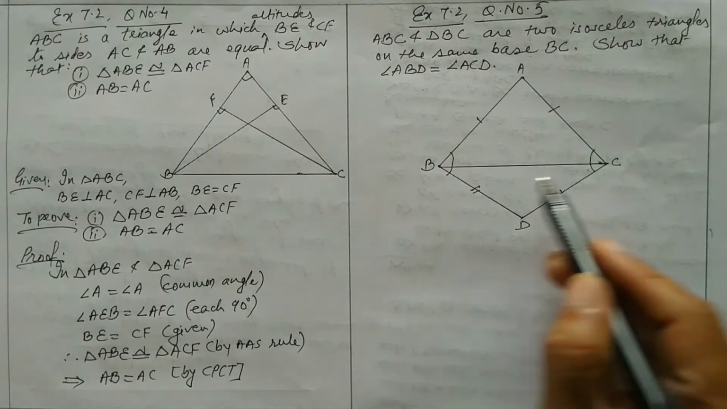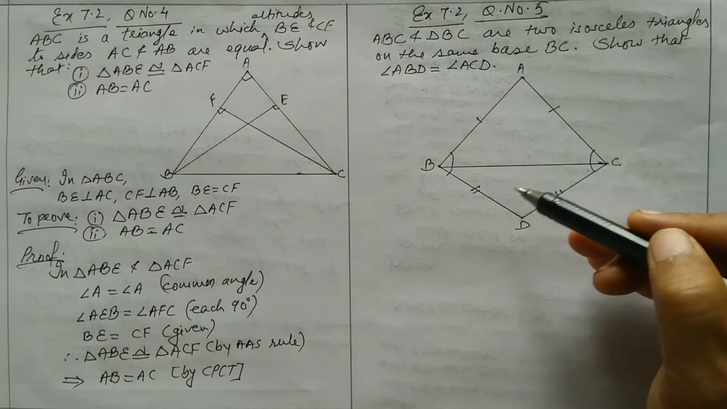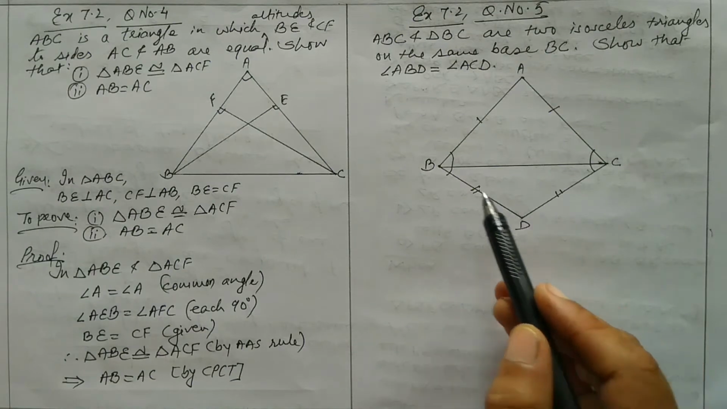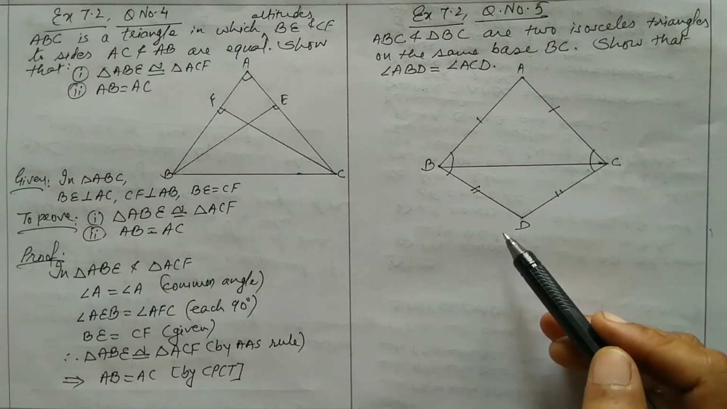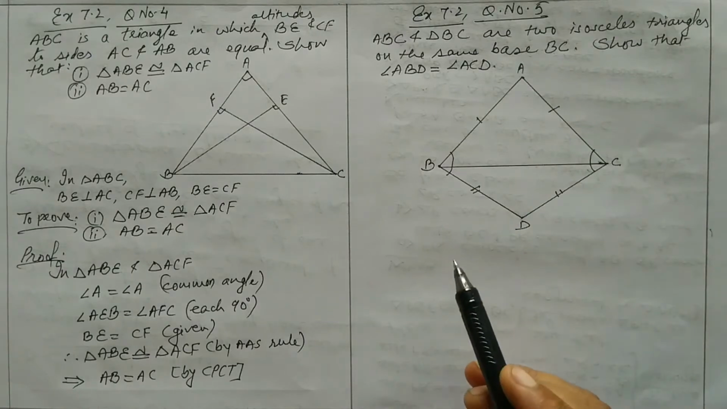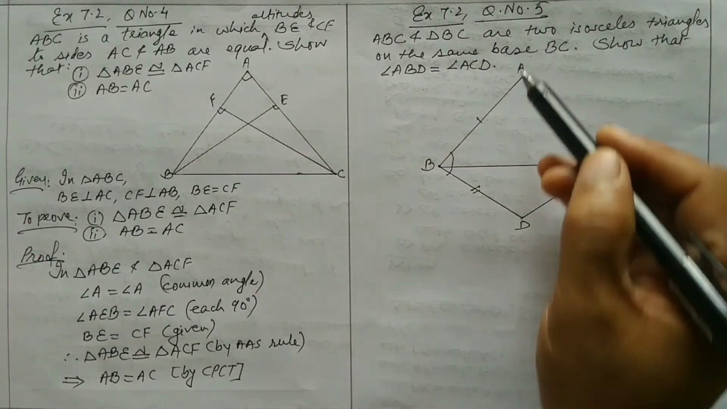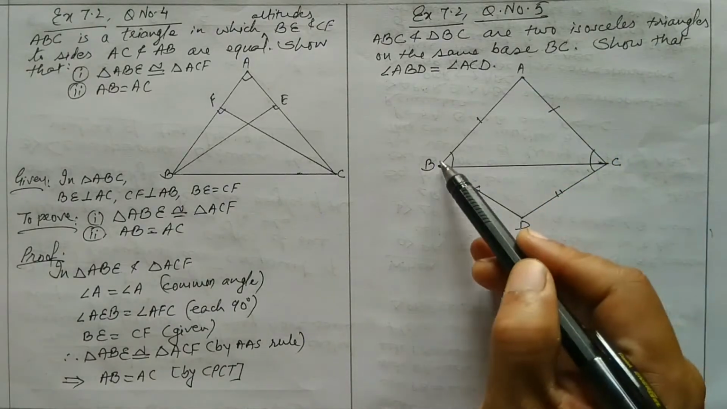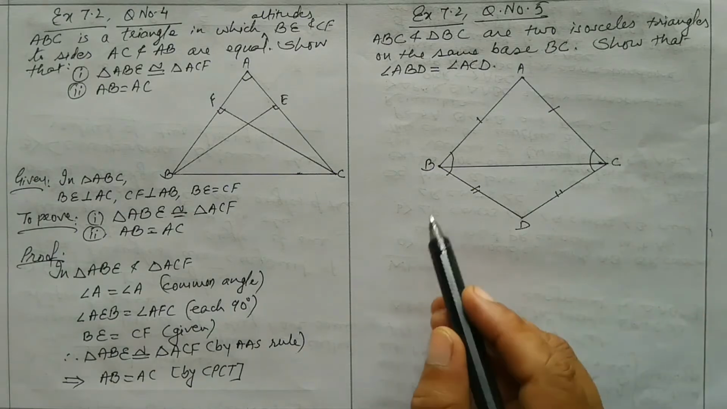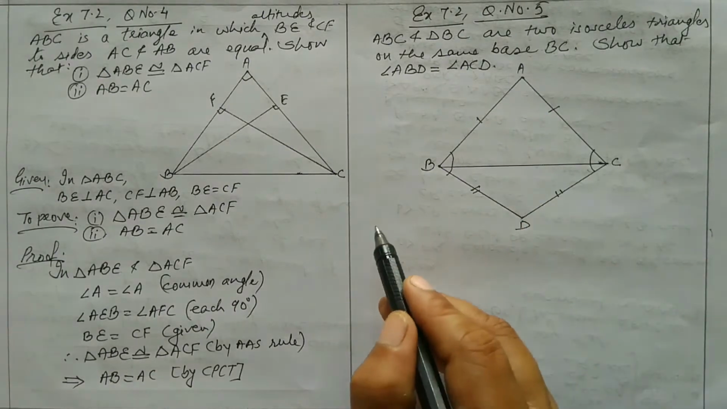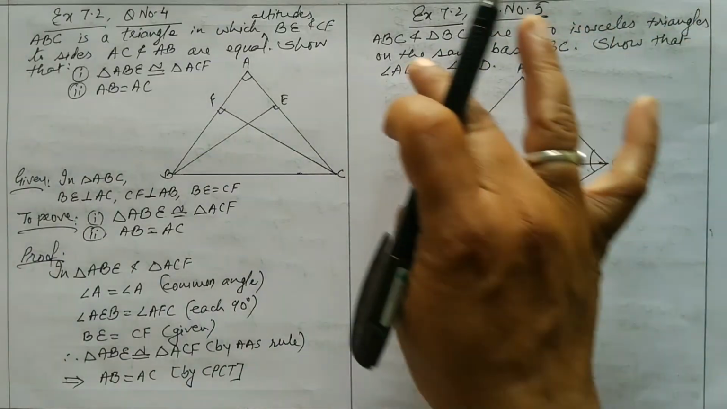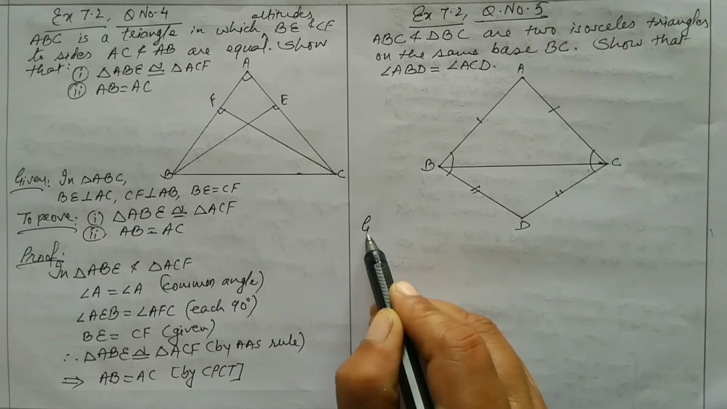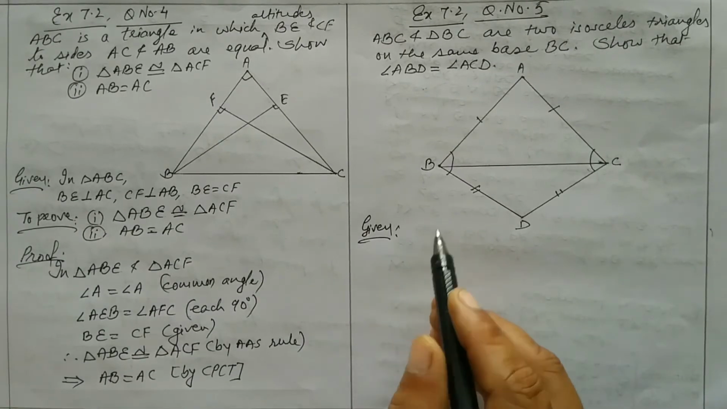Here, side BC is a common base, and above the base BC, a triangle ABC is an isosceles triangle, and below side BC there is a triangle DBC. It is also an isosceles triangle with AB is equal to AC and DB is equal to DC. This is given to us. We have to prove angle ABD is equal to ACD. You should be able to write given from this data now. What things are given?